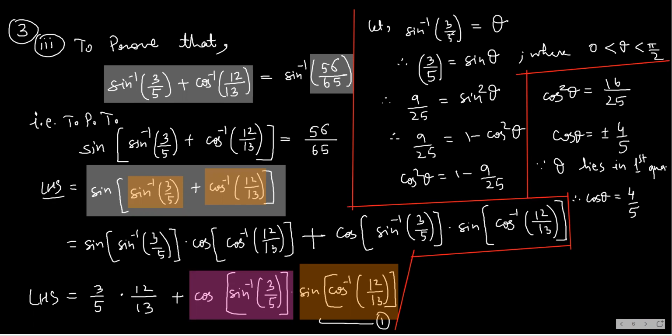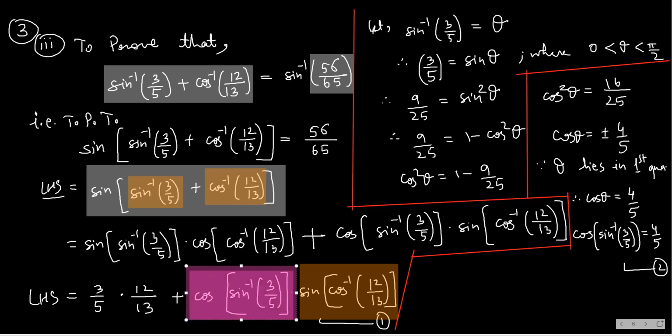Do you remember, students, what that theta was? You had assumed theta to be this. So where you have cos theta, you will write what theta was. Therefore cos of sine inverse 3 upon 5 equals 4 upon 5. This is number 2. So what is cos of sine inverse 3 upon 5? 4 upon 5.